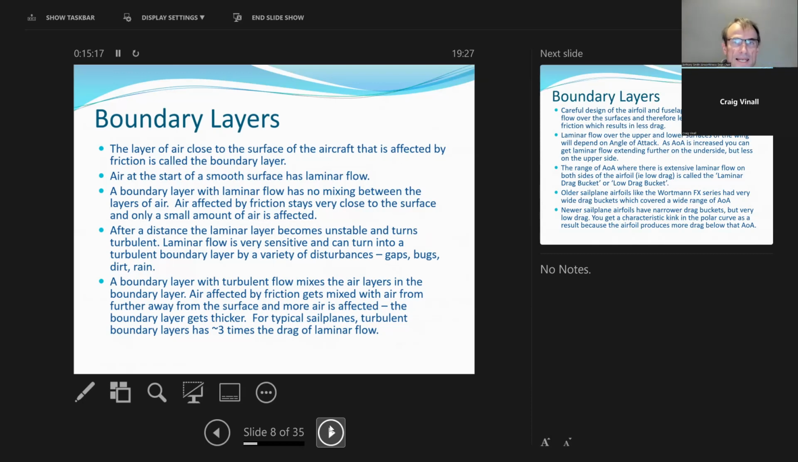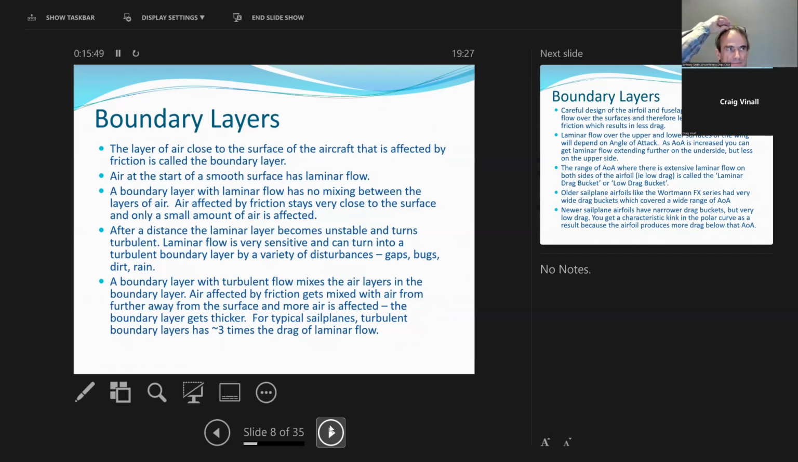After a while, that laminar layer will become unstable and it will become turbulent. So we'll get mixing of the airflow inside that little layer of air that's trapped against the surface of the sailplane. That then means more of the friction is spread throughout that layer of air, and you get more air being slowed down by that friction. The boundary layer gets thicker, more air is trapped in there, and there is more drag force.